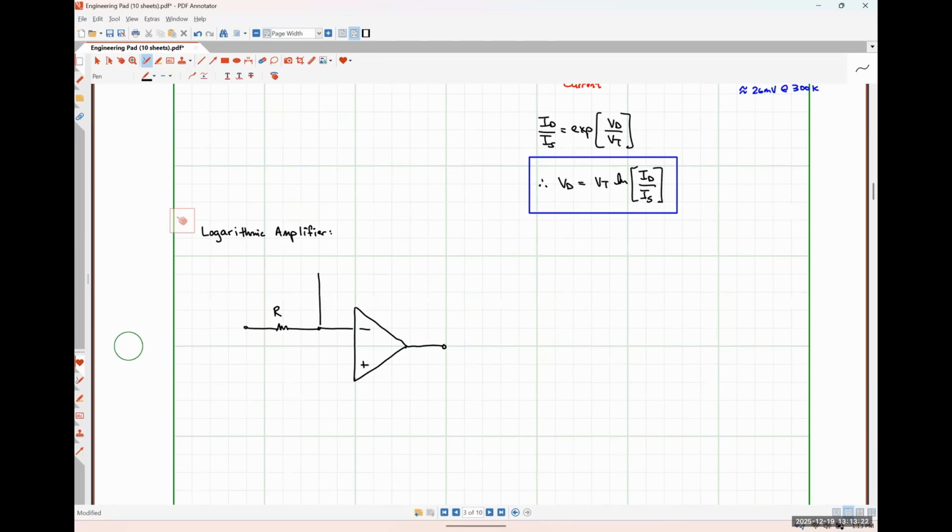Here's my feedback path containing my diode. Does the direction of that matter? Very much so. Very good question. So a diode is a unidirectional valve for current flow, okay? Meaning that if we don't have the right polarity of voltage across our diode, then we essentially won't have any current flowing through it whatsoever.